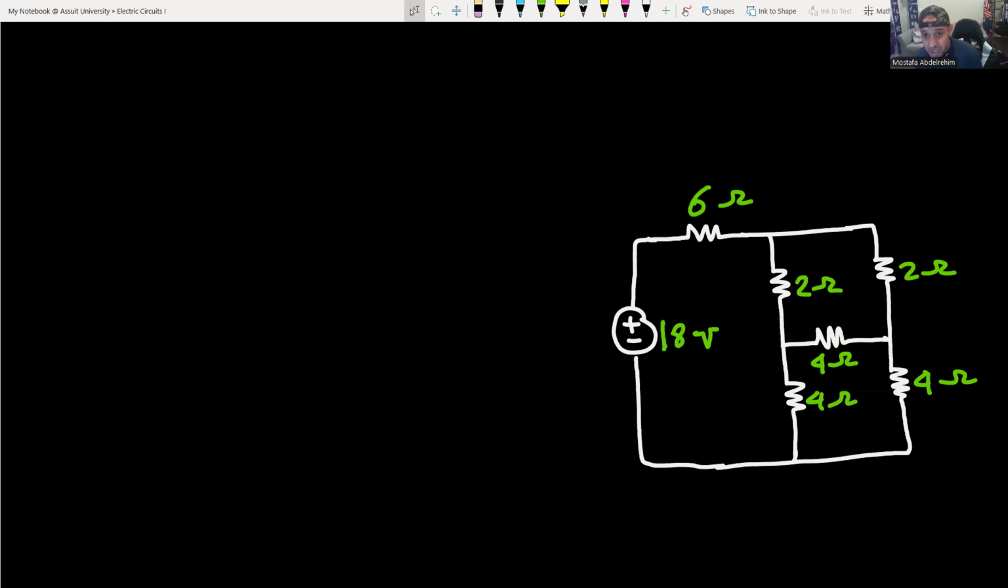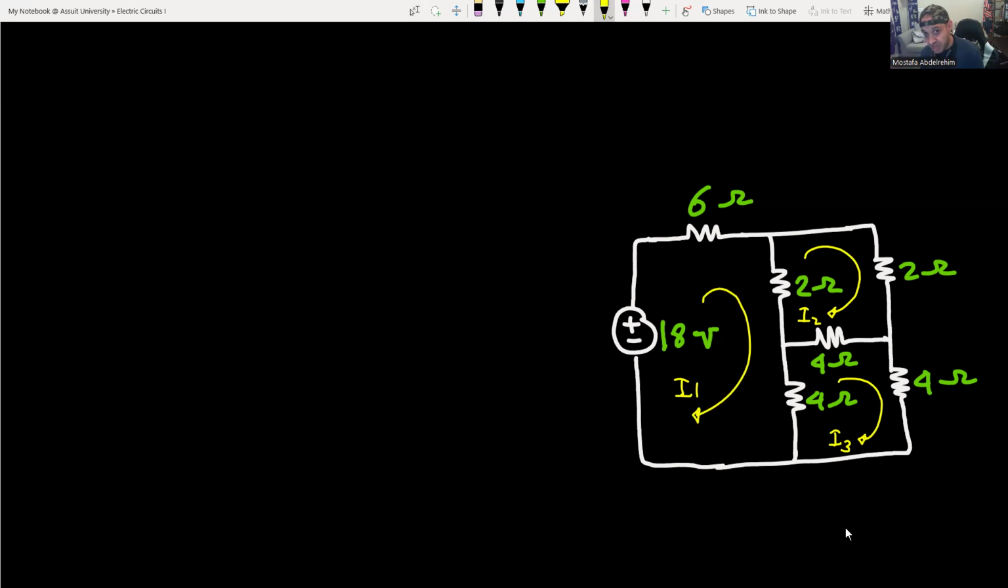So, what is a mesh? A mesh is a loop that doesn't contain any other meshes in it. So this one here is a mesh, and I'm gonna assign a current to it. Let's call it I1. This loop here is also a mesh. It doesn't contain any inner meshes, so we can assign a current for it. And finally, this one also is a mesh, so we can assign a current for it.